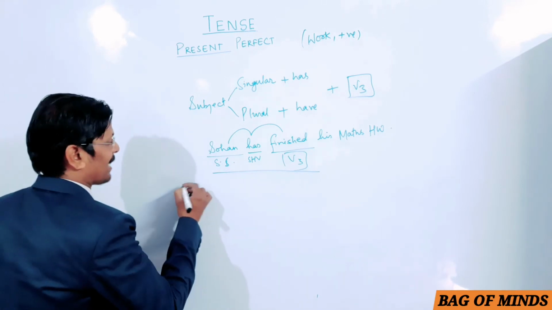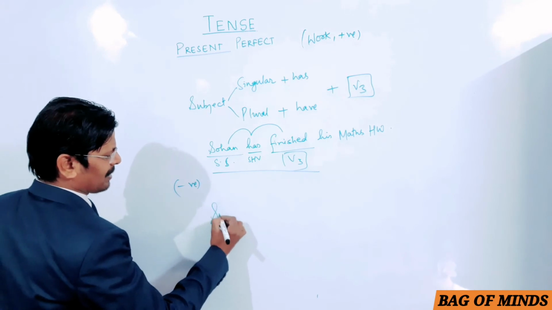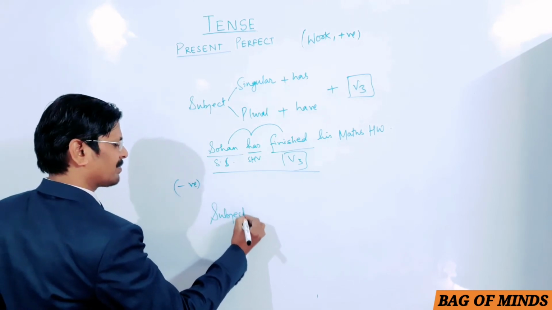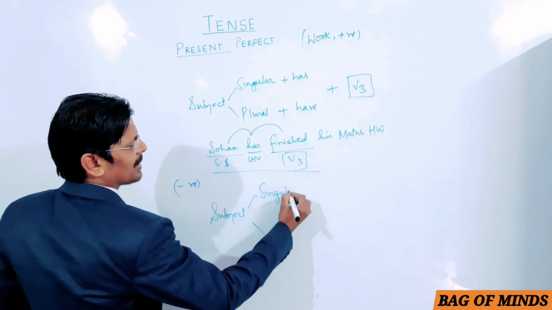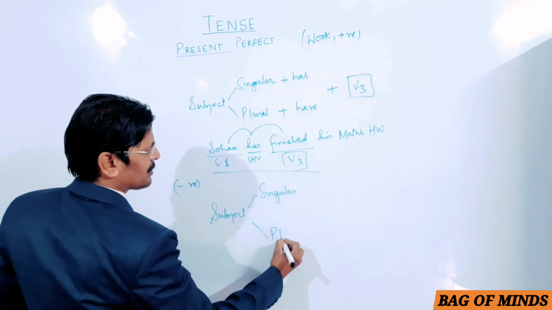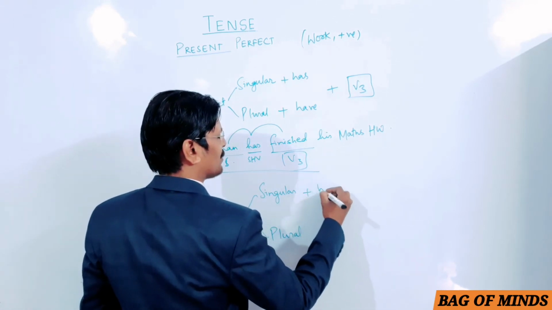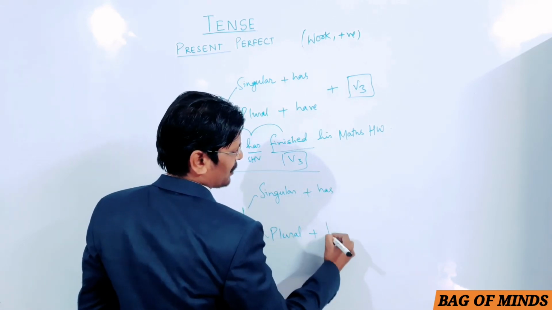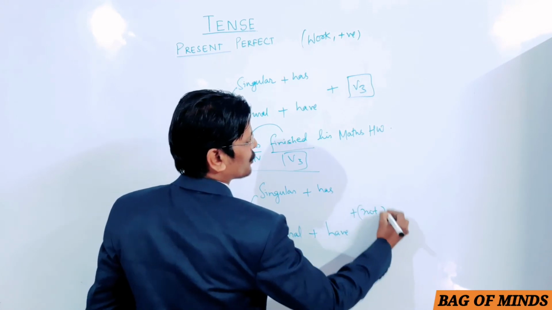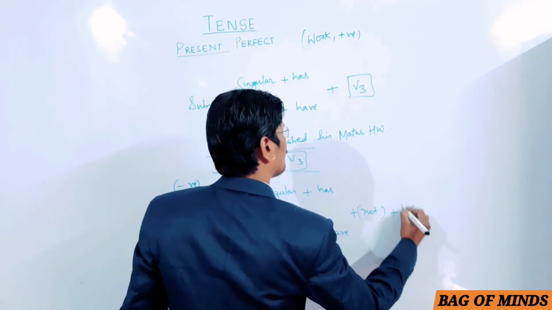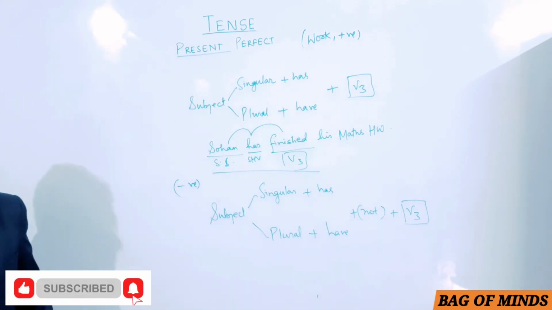Next one, if I have to make a negative one, let me be very particular here. Subject. Again, we have a division. First one is singular. Second one is plural. Here I will use has. Here with plural I will use have. For negative I will use not, plus my V3 form of the verb. I'm done with present perfect tense.